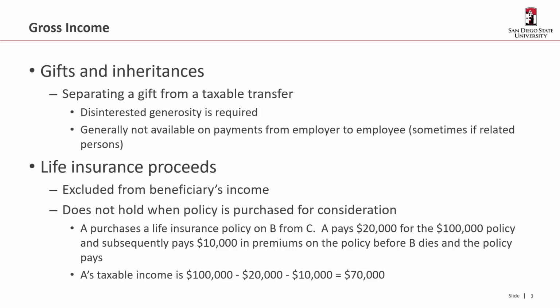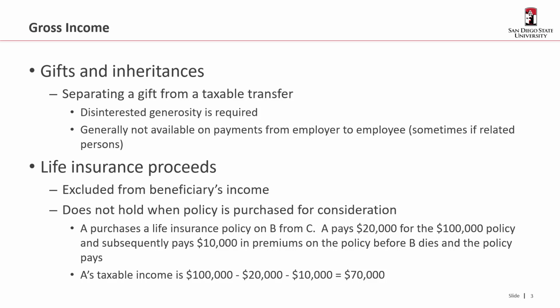So gifts and inheritances are not part of gross income. Those are excludable. So when you receive a gift, that is excludable. But you have to be able to separate a gift from a taxable transfer, which means that disinterested generosity is generally required. So payments from an employer to an employee are generally not disinterested generosity, right? It's very difficult to break that down. But sometimes if it's a related person, so if the boss is the dad and the child is a son, sometimes you can get gift treatment because you could claim there's a disinterested generosity there. Otherwise, it's extremely difficult to get that.